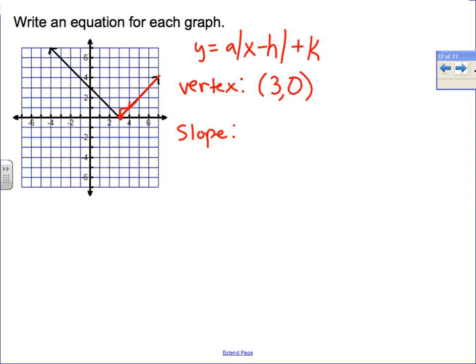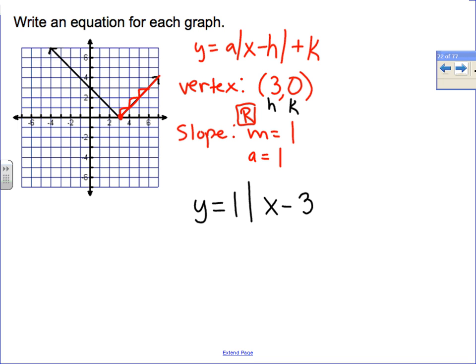Up 1 over 1, up 1 over 1, up 1 over 1. So we know for the right-hand side, I'm going to put an R up here, that the slope is 1. And if it's the right-hand side, we know that that means in standard form that a is 1. The vertex, don't forget, is always h and k. So let's plug in what we have. y equals, the slope is 1, absolute value of x minus, remember, plug the h in, it's going to be 3, because we know that that h is positive.